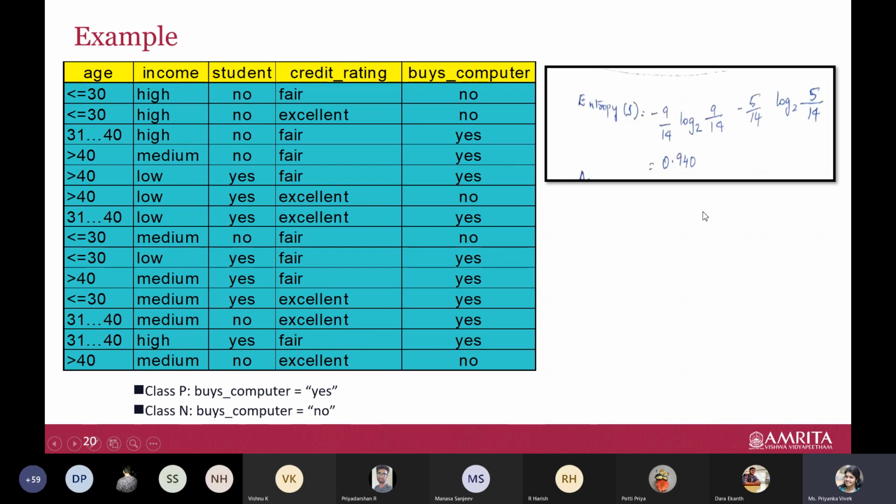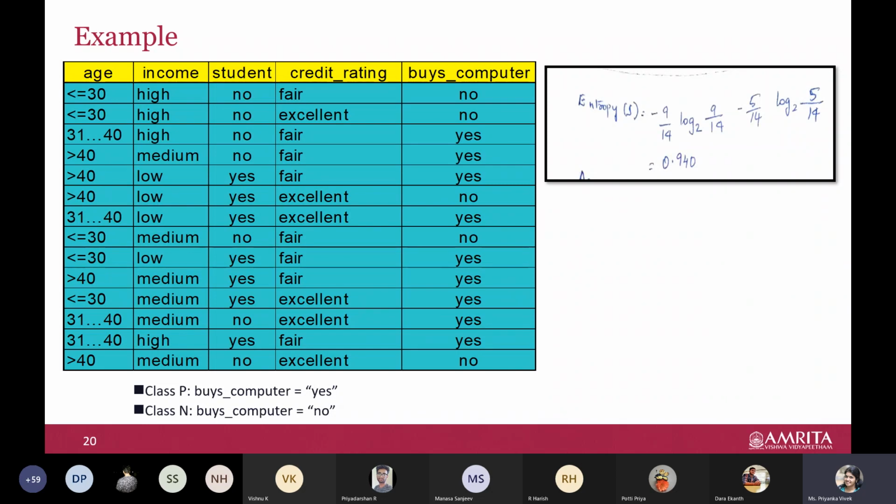What would be the next step? We have to find it for each of these attributes. We have 4 attributes: age, income, student, credit rating. What is our aim? We are going to construct a decision tree, isn't it? So we have 4 attributes. We need to know which should be chosen as the root node. That is our first step, isn't it?